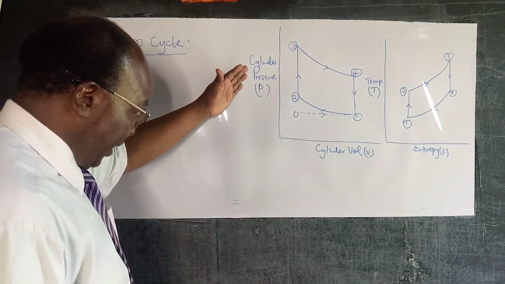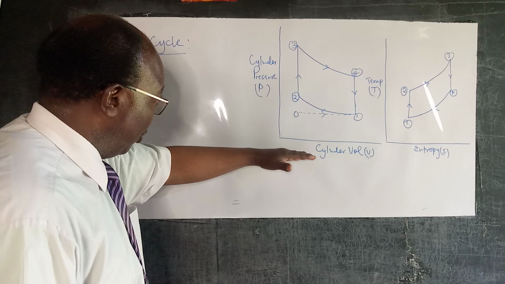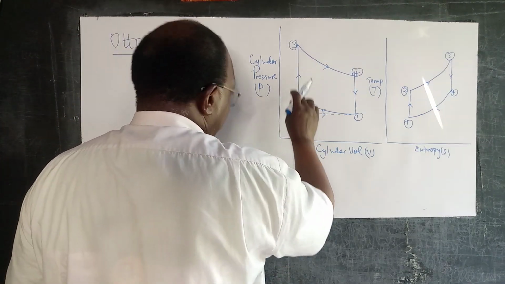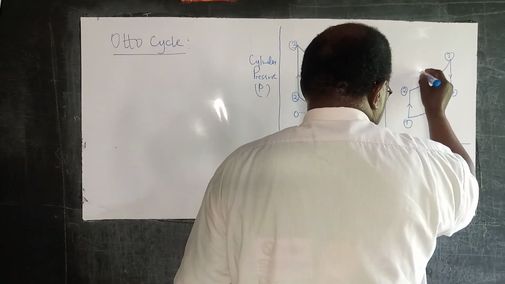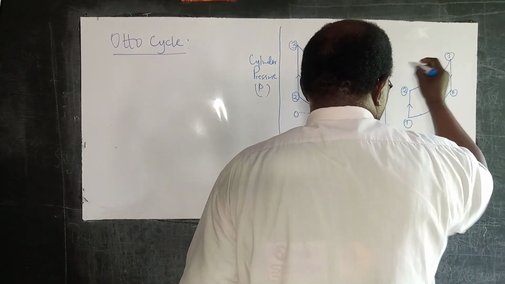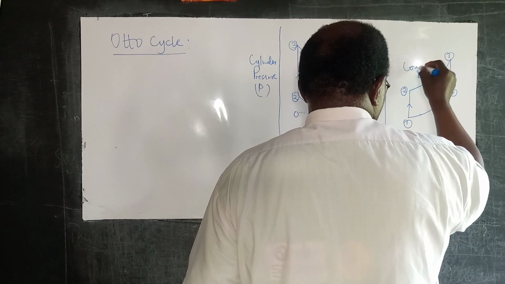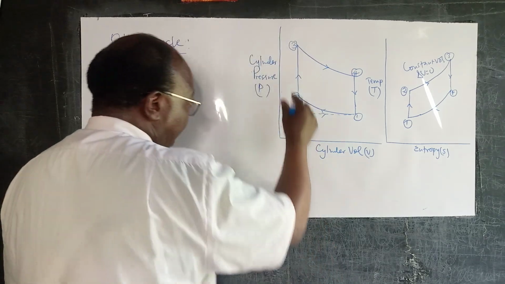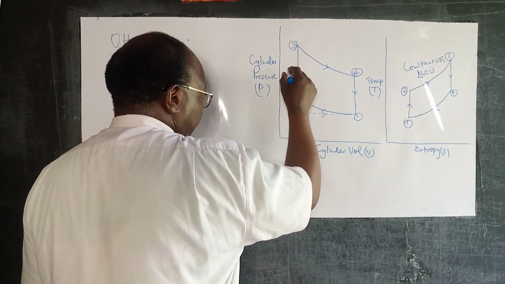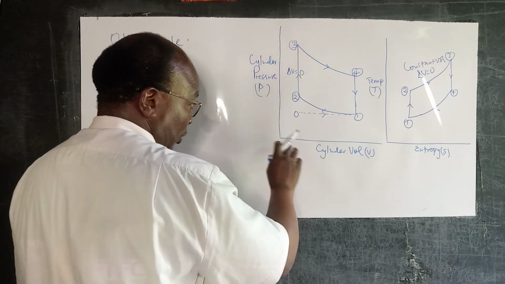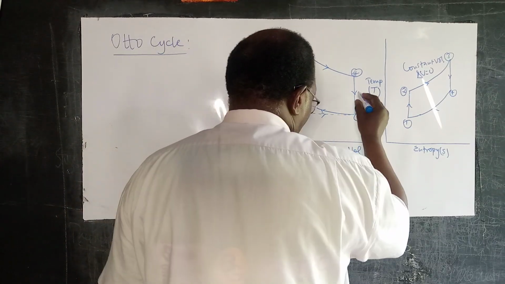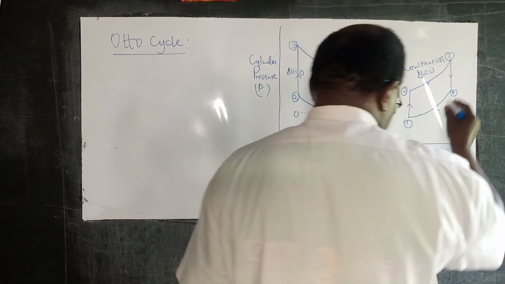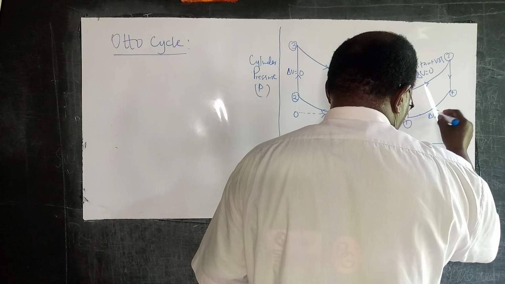We have cylinder pressure, we have cylinder volume. So we notice that this particular process here is a constant volume process. So that is delta V equals 0. That is constant volume. This one here also corresponds to constant volume. That's from state point 4 to 1. State point 4 to 1 is also a constant volume process.